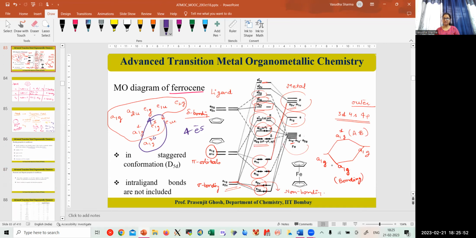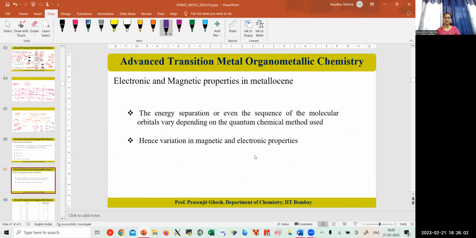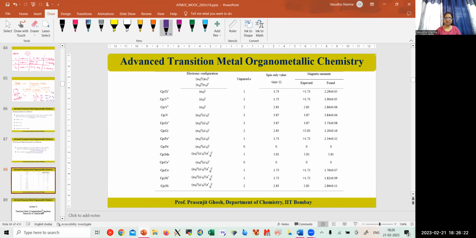So how do we determine what kind of electronic configuration the particular metallocene is going to follow? That will depend upon their magnetic and electronic properties. If it has a certain magnetic moment, depending upon the number of electrons and unpaired electrons, the combination would vary, and that sequence will come from your quantum chemical method. For example, in this particular slide, it has been shown. I'll just zoom in.